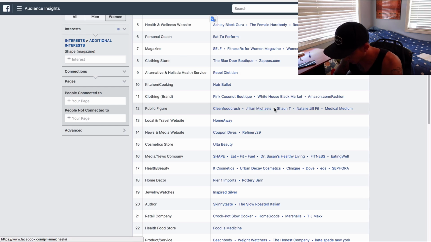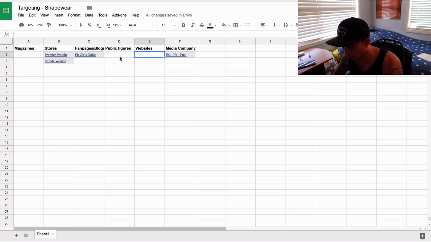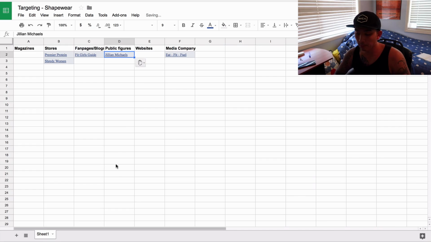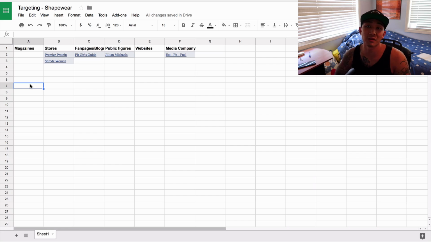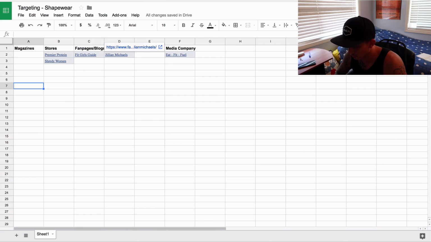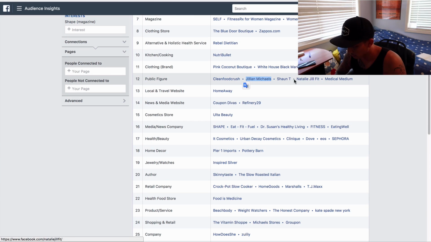Okay. Let's get public figure here. Jillian Michaels, I know who she is. I'm gonna target her. And I'm just gonna do this quickly. I'm not gonna go fill out this entire sheet, but basically what you wanna do is you want to fill out a good, at least 5 interests or so in each of these categories. You know, if you have less than that, that's fine. You don't have to be perfect with it. I just like to fill these out with whatever I find in Audience Insights so I know what to target off the bat, okay?